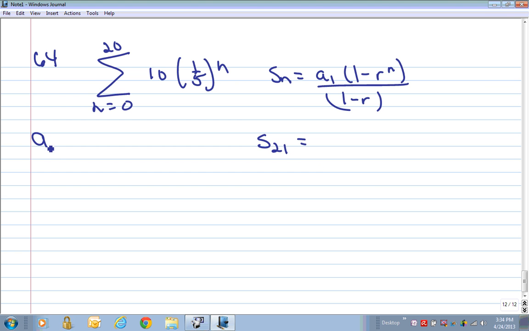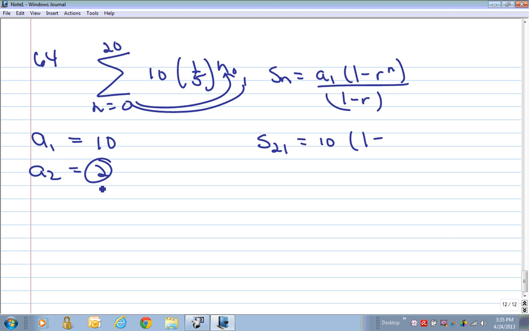We know we can find a sub 1 by plugging in 0 for our n. So we substitute in 0. Anything to the 0 power is 1, and 1 times 10 would give us 10. So a sub 1 is 10. We need our ratio, but to find the ratio we have to have a second term. So when we plug in our second term, which would actually be plugging in 1, 1/5 to the first is 1/5. 1/5 times 10 would be 2. 2 would be our second term. But to use that term to find the ratio, we would take the second term, 2, divided by 10, which would be 1/5. Notice the correlation there.